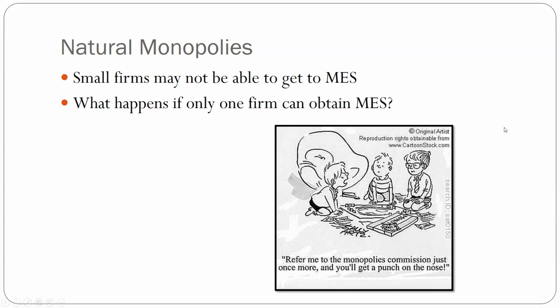Okay. So what if only one firm can obtain the minimum efficiency scale? Well, naturally, they're going to have the lowest costs. Naturally, they can price at the lowest price. And naturally, they're going to push all their competitors out. Hence why we call them natural monopolies. But that's going to be for a later topic. But again, it does definitely connect with the economies of scale, so we want to talk about it here.